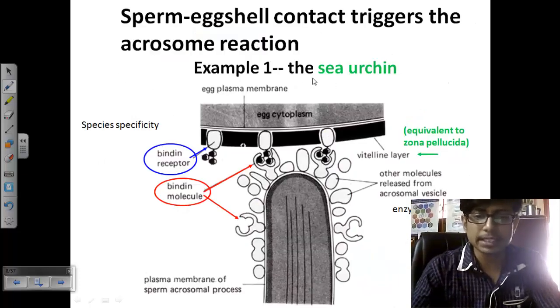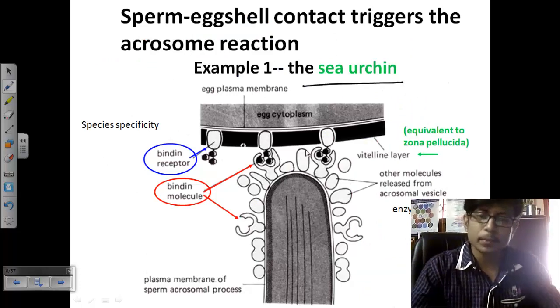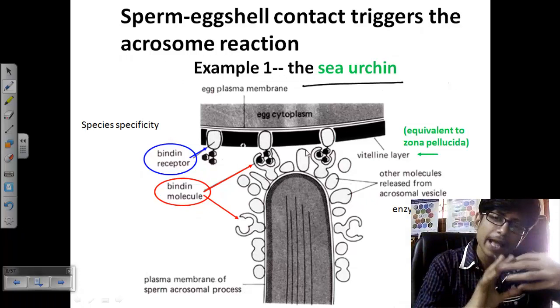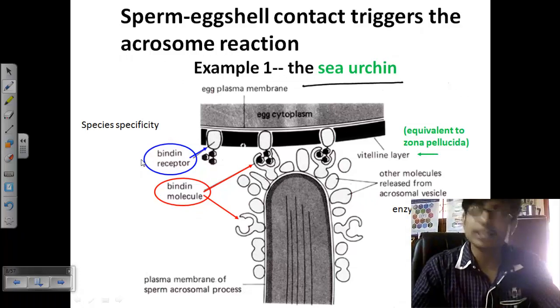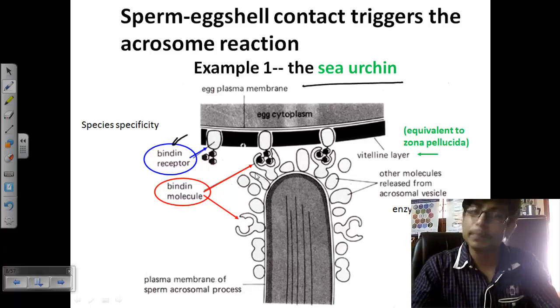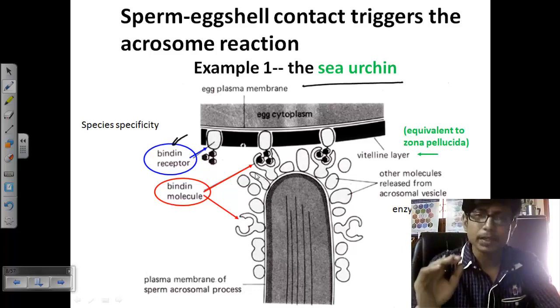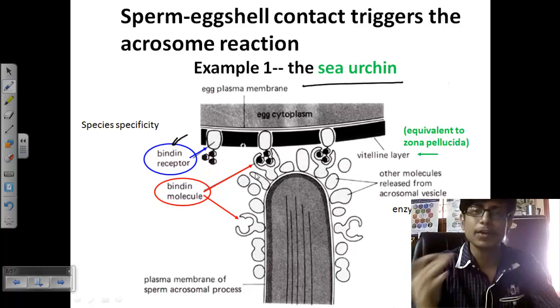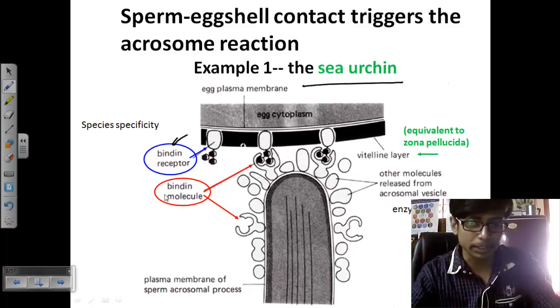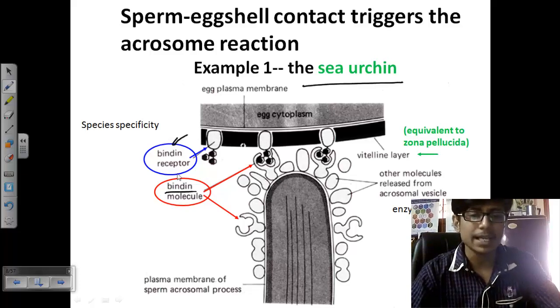So this is an example in sea urchin, where we can see that the interaction between sperm and egg is due to ligand-receptor binding. The receptor that is present on the surface of the egg is called the binding receptor, and the chemical molecule that helps the sperm bind with the membrane of the egg is called the binding molecule. The binding molecule is on the top of the sperm cell, and the binding receptor is present on the surface of the egg. With the help of these, they interact, and the sperm is fused with the egg.